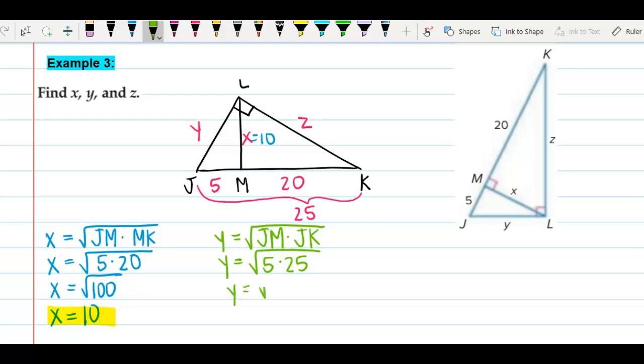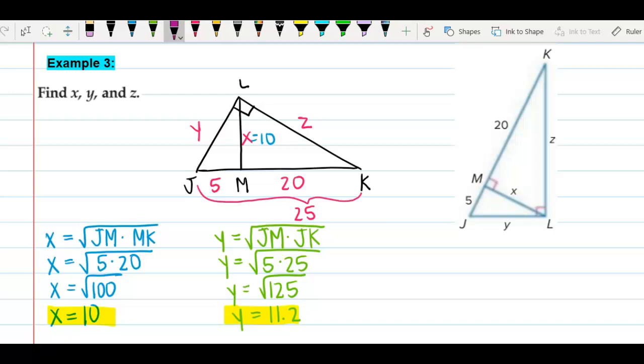5 times 25 is 125, I believe. Okay, and then I'm going to take the square root of that. It's not a nice square root, so I'm going to just round it to one decimal place. It's about 11.2.